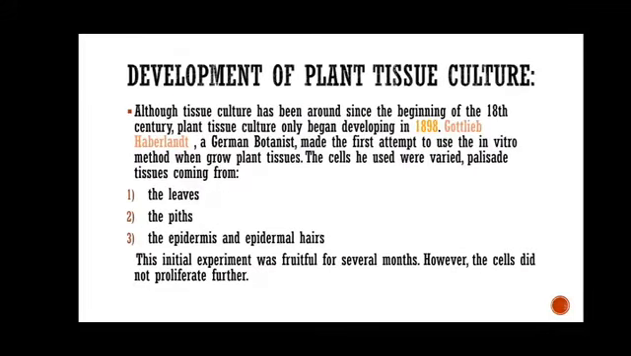Development of plant tissue culture. Although tissue culture has been around since the beginning of the 18th century, plant tissue culture only began developing in 1898. Gottlieb Haberlandt, a German botanist, made the first attempt to use the in vitro method to grow plant tissues. The cells he used were varied palisade tissues coming from the leaves, the pith, the epidermis, and the epidermal hairs.